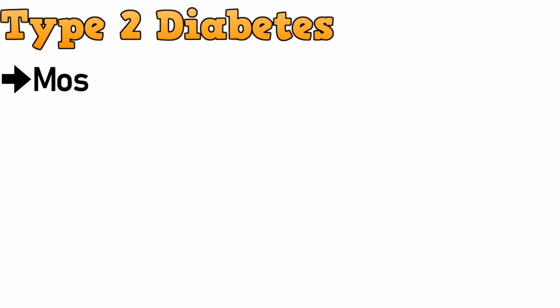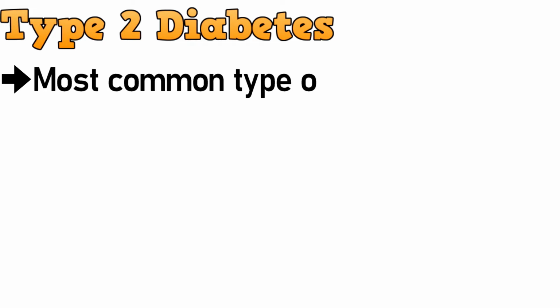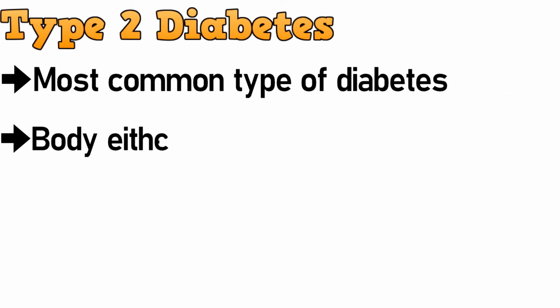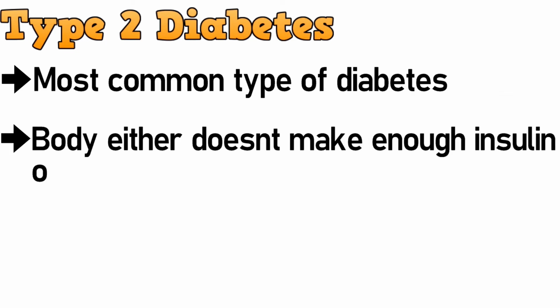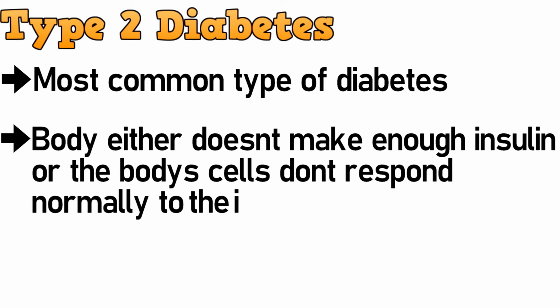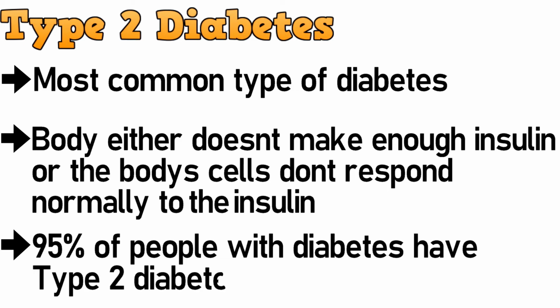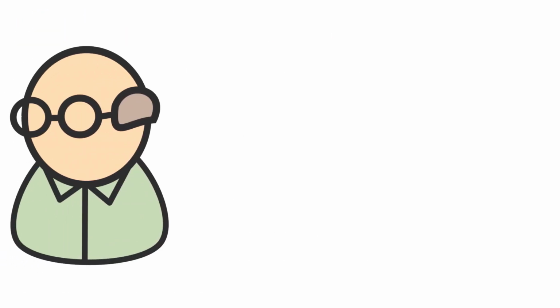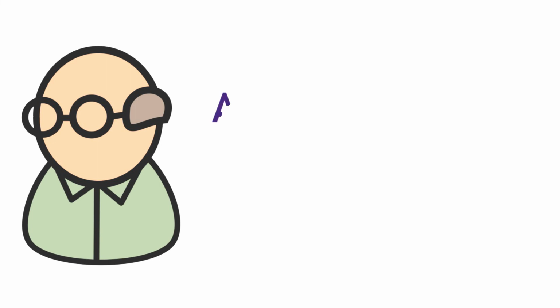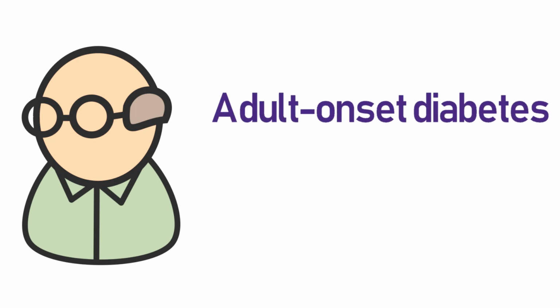It is the most common type, which usually occurs due to being overweight and an inactive lifestyle. In this, the body either doesn't make enough insulin or the body's cells don't respond normally to the insulin. 95% of the people with diabetes have type 2 diabetes. This type is common in middle-aged and elderly people. Other common names of this type are adult onset diabetes and insulin-resistant diabetes.